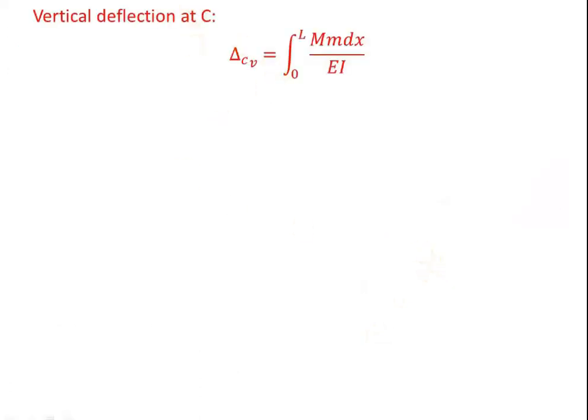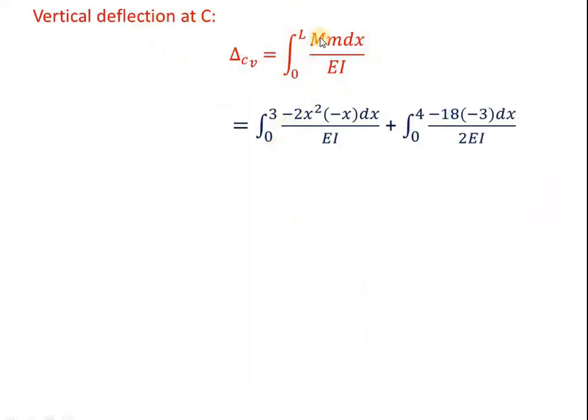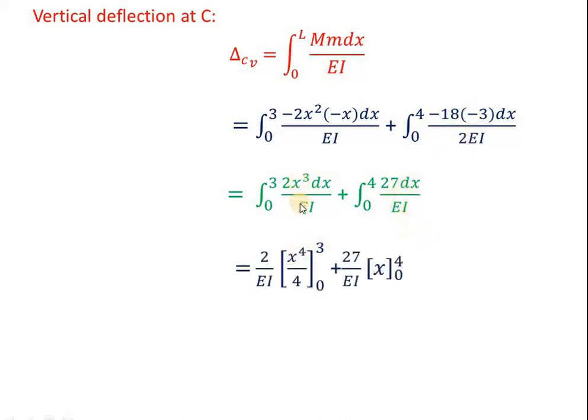Now, to calculate vertical deflection at C, the formula is the integral from 0 to L of M m dx by EI. You know that capital M in the first portion, 4x squared by 2, is nothing but minus 2x squared, and small m is minus x. In the second portion, capital M is minus 18 and small m is minus 3. Here EI is 2EI. If you simplify this, it will become 2x cubed, and the second term will become 27, that is 18 into 3 divided by 2. Next, 2 into x cubed, the integration of x cubed will be x to the fourth by 4, and for 27 dx, the integration will be x.